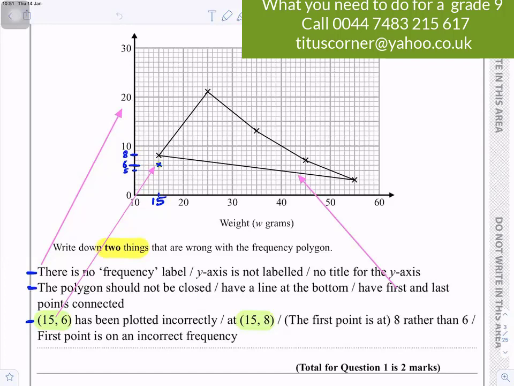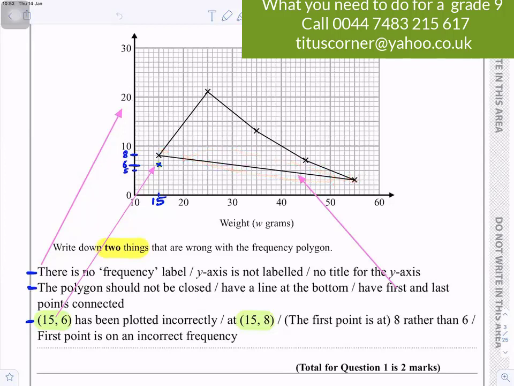That's one thing which is wrong with it. Second thing that could be wrong, the polygon should not be closed or have a line at the bottom. You see the line there? That red line I'm showing there, that red line should not be there. So you shouldn't join the last and the first point. That line should not be there.